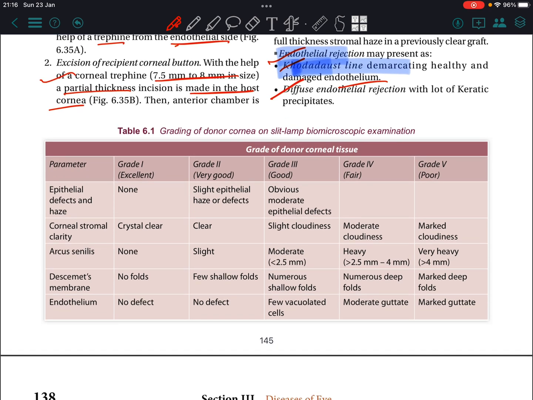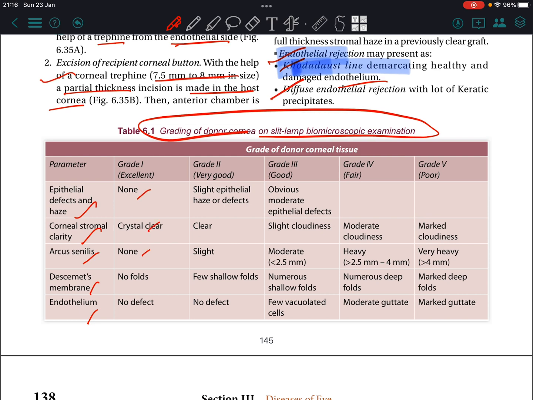Grading of donor cornea on slit lamp biomicroscope examination. Parameters: epithelial defects, corneal stroma clarity, arcus, annulus, Descemet's membrane, and endothelium. Grades range from none, crystal clear, no folds, no defects, to slight, few shallow, moderate, and numerous shallow folds, with few to numerous cells.